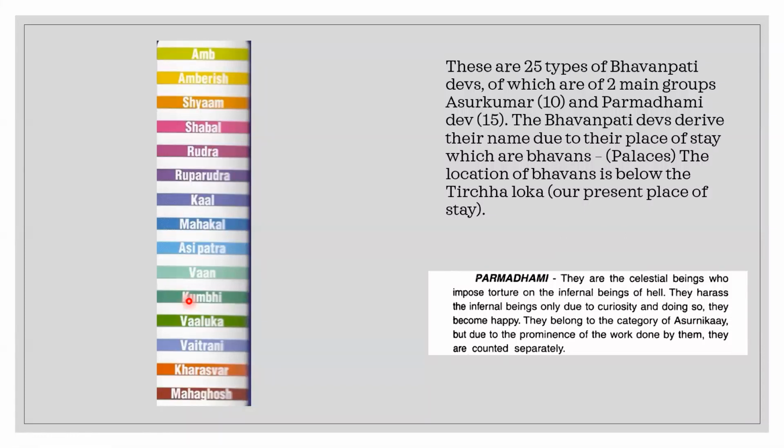And these Parmadhamis only go up till the third Narak. So they only give the pain to the Jeevs of Narki up till the third Narak. After the third Narak, there are no Parmadhamis. The Parmadhamis do not go to the fourth Narak. In the fourth Narak onwards, it's a different kind of pain. It's pain of Kshetra.